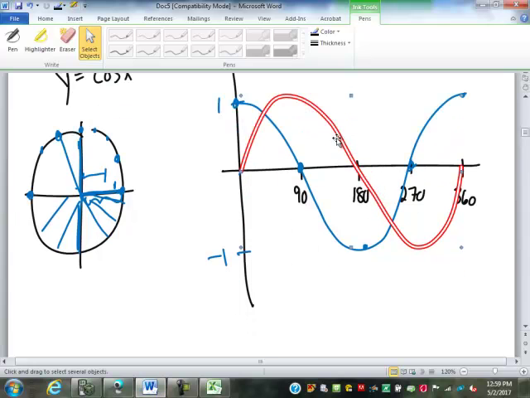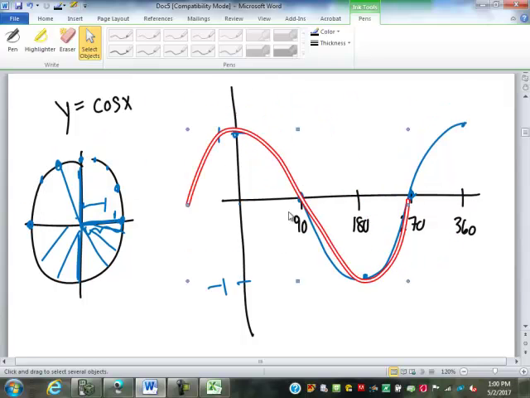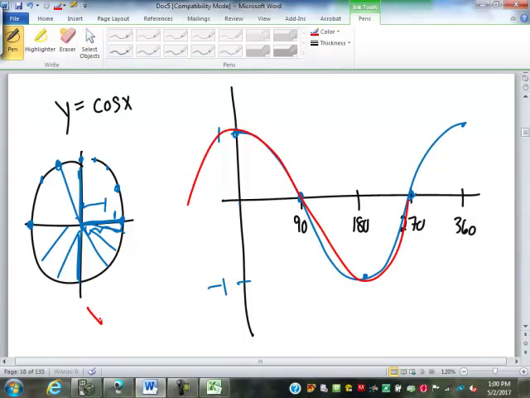But yeah, you can see that the cosine is the sine wave shifted over 90 degrees. If I did y equals sine of x plus 90, that would give me that red curve. That would be exactly the cosine wave for the same thing.